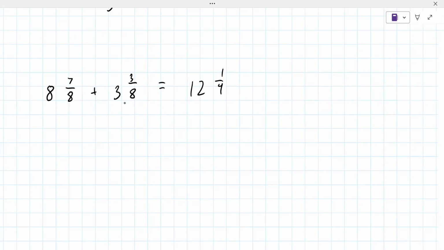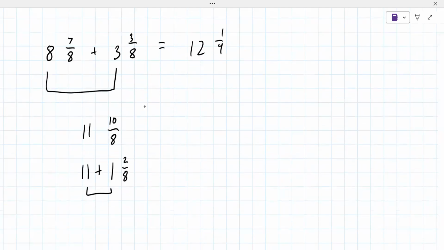So this time I did 8 plus 3, which is 11. And then I did 7 plus 3, which was 10 over 8. And then I divided that, and then I got 1 and 2/8. And I reduced the 2/8 to 1/4. And then I added that to 11. Good, that's perfect. That's really good.